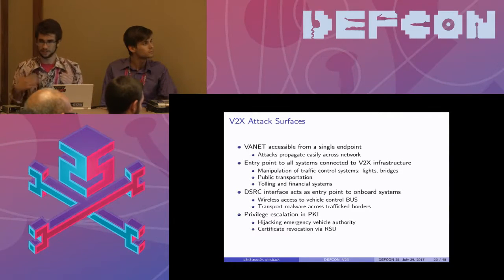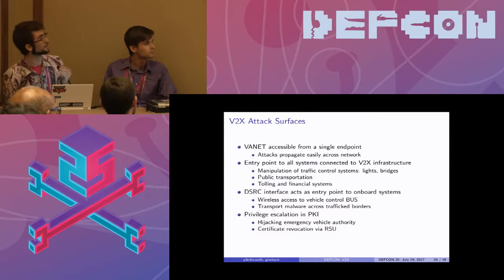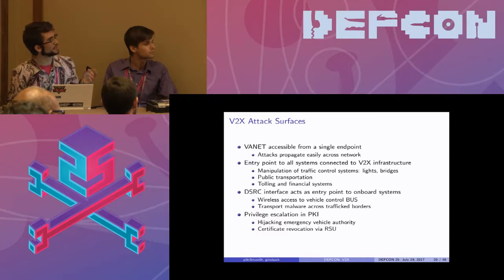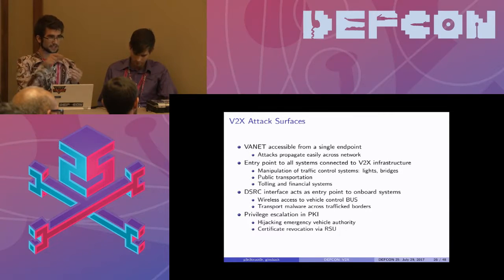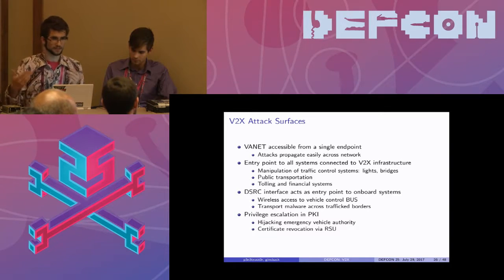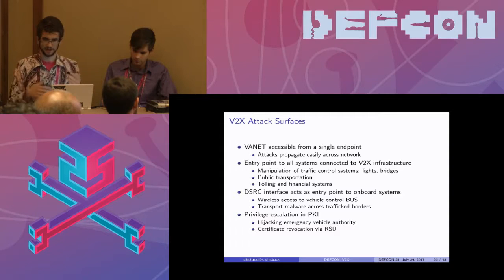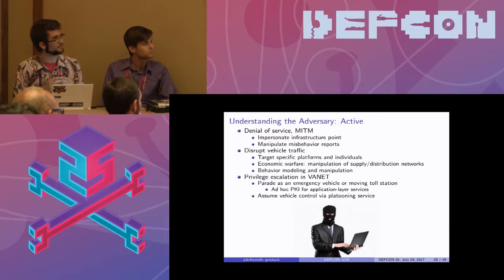You can perform privilege escalation in the public key infrastructure to hijack something like an emergency vehicle's certificate, cause cars to move out of the road, or execute something like the platooning service to disable vehicles. And probably the most obvious one, maybe we should have started with, is it acts as an entry point to isolated systems. The DSRC radio is hooked into the vehicle control bus, so if you can send reactionary actions based on proximal network activity, that means you can also send malicious actions based on your desires. So there are active and passive adversaries.